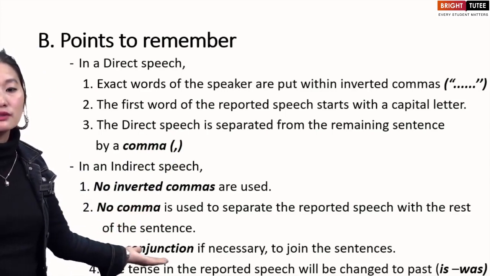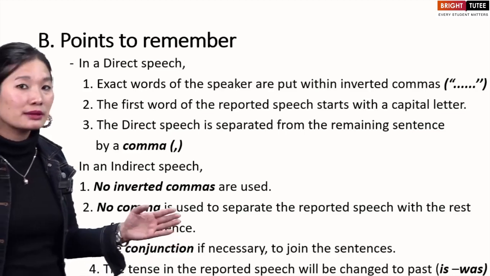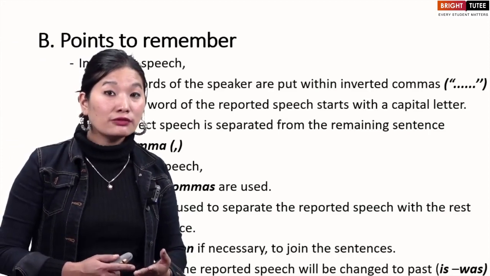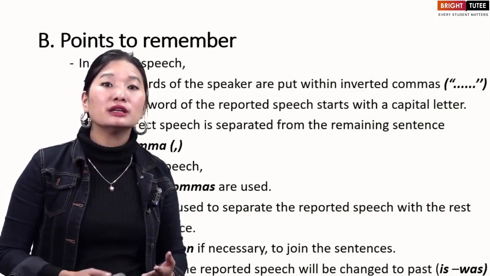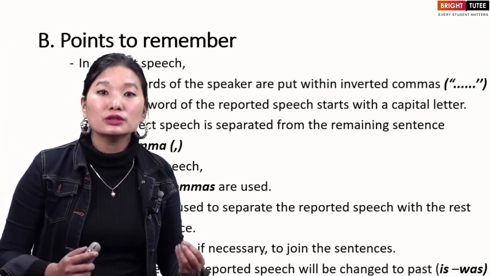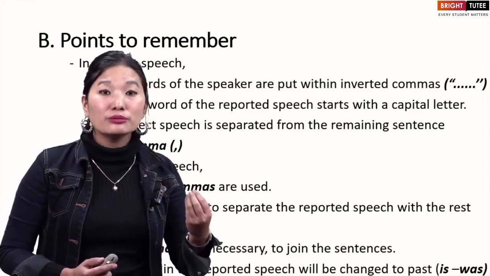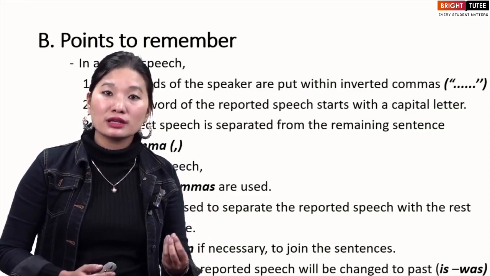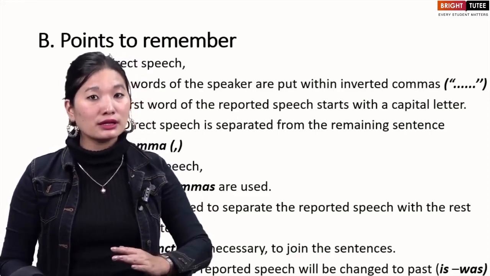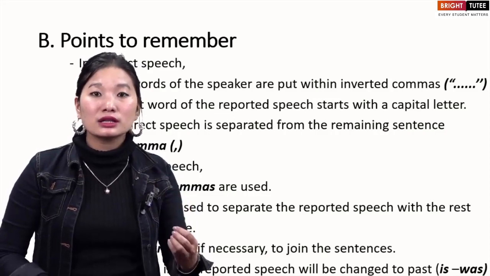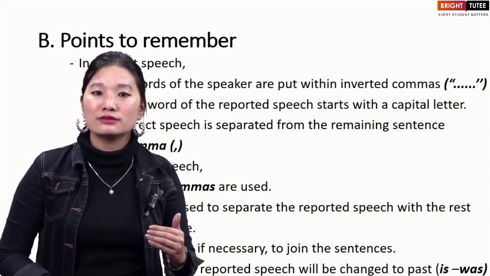Use a conjunction if necessary to join the sentence. Sometimes there will be a full stop in a direct speech. If it is required, you can bring in a conjunction, but you do not have to bring in so many unnecessary extra words, because your main work here is to change the speech from direct to indirect and not to change the message of the sentence. You can use a conjunction only if it is very necessary.